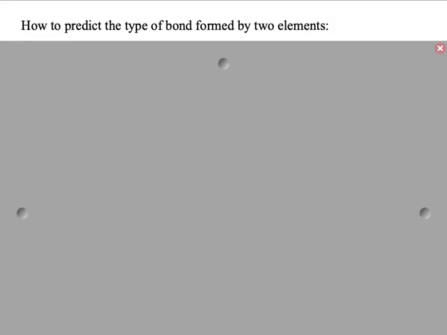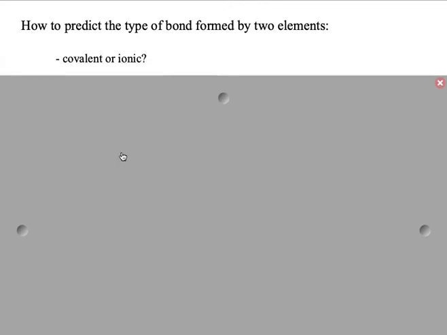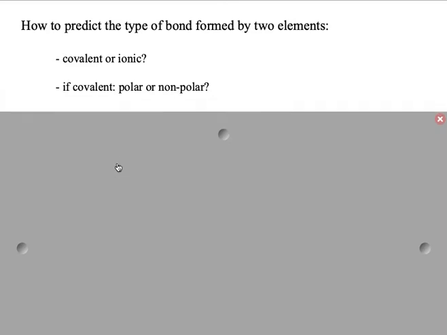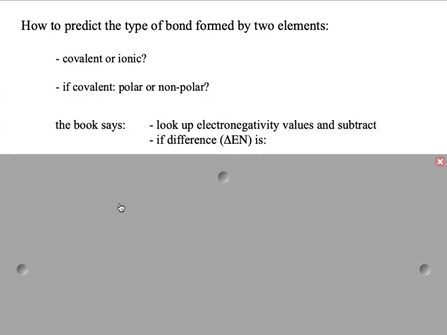So, how can we predict the type of bond formed between two elements? Here's the idea. I give you a pair of elements on the periodic table, and I ask you to tell me what type of bond they form. So the first question is, will they form a covalent bond or an ionic bond? And the second question is, if it's a covalent bond, will it be a polar covalent bond or a non-polar covalent bond? Now, here's what the textbook says.